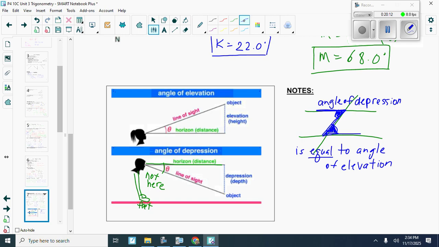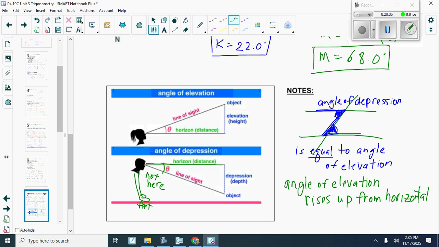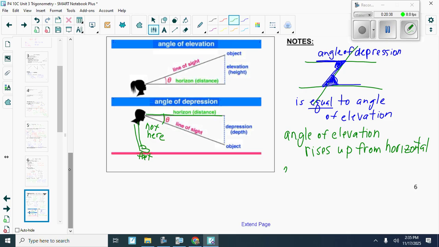Okay, so the notes that you want in here: angle of elevation is up, rises up from the horizontal. Let me just move that up a little bit. And the angle of depression goes down from the horizontal.